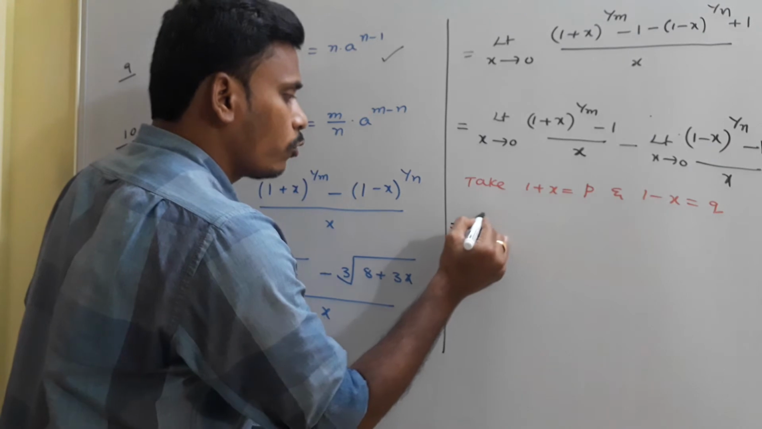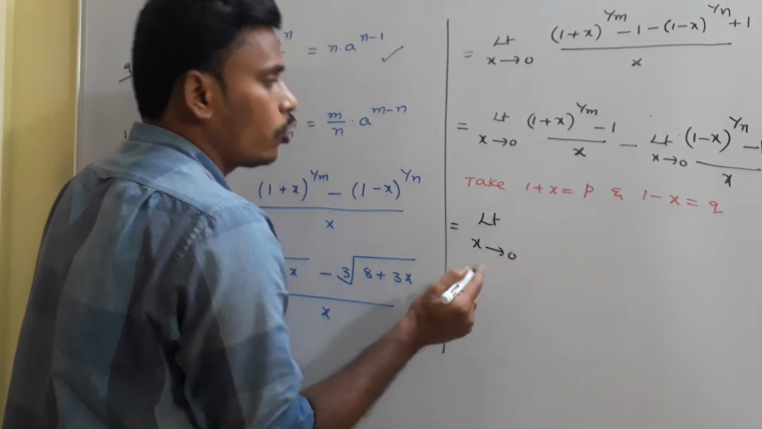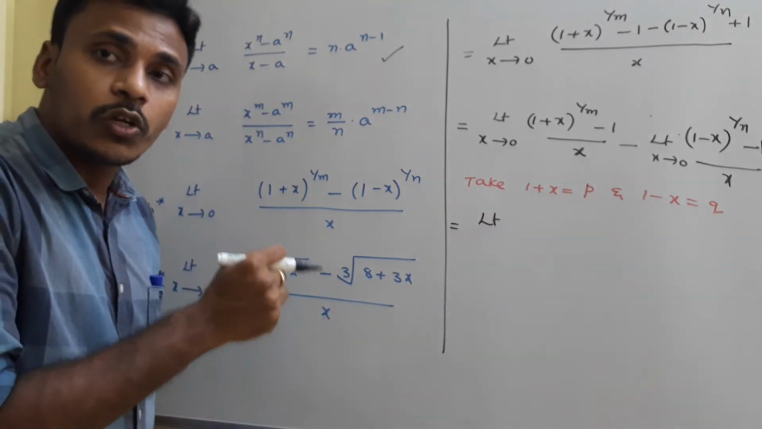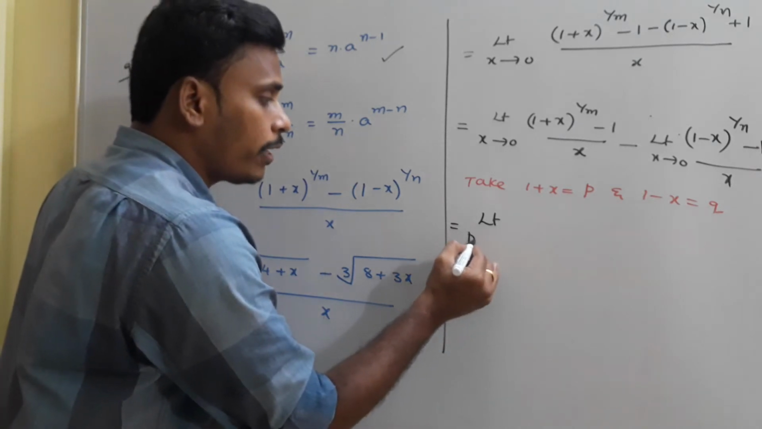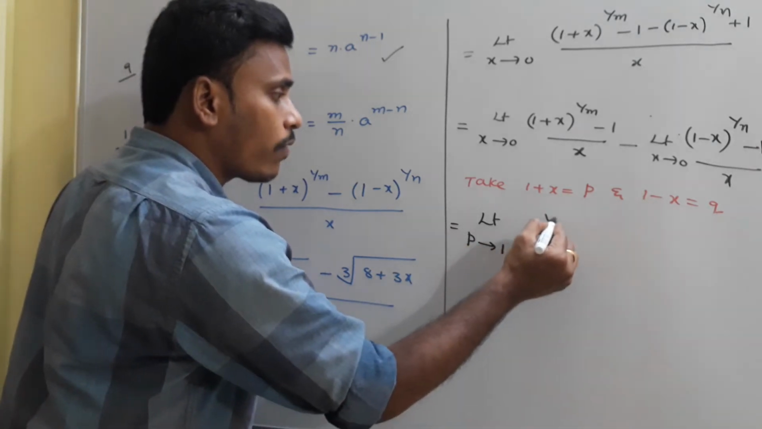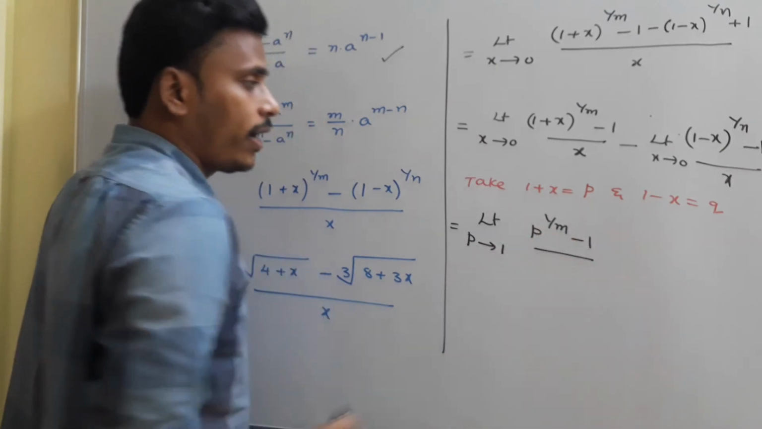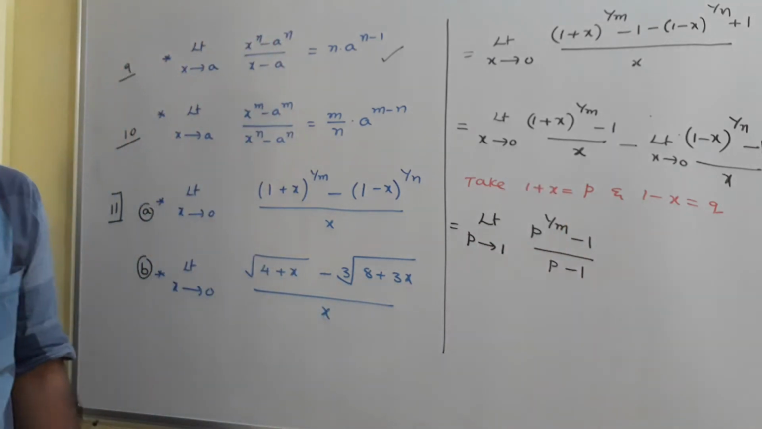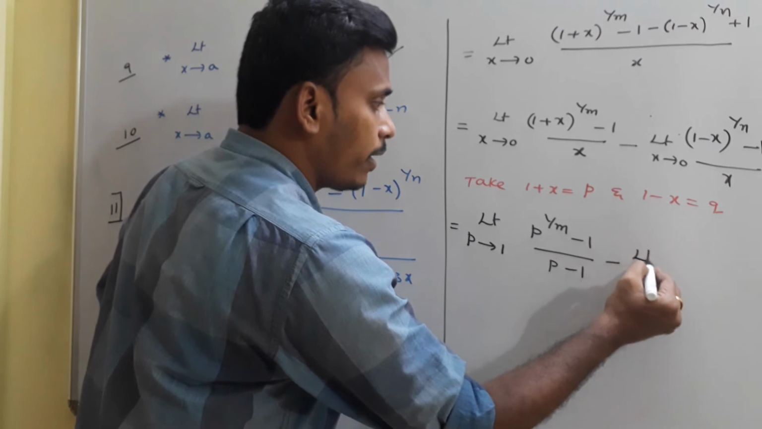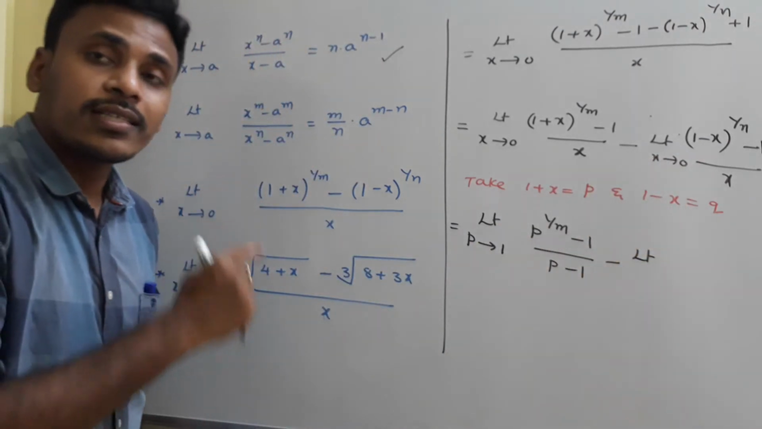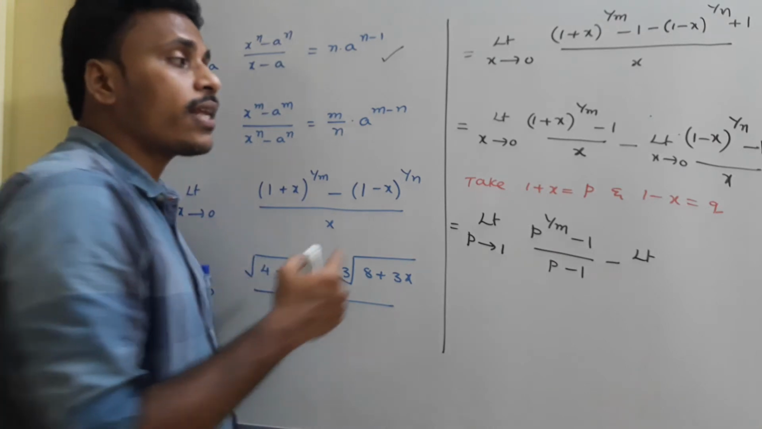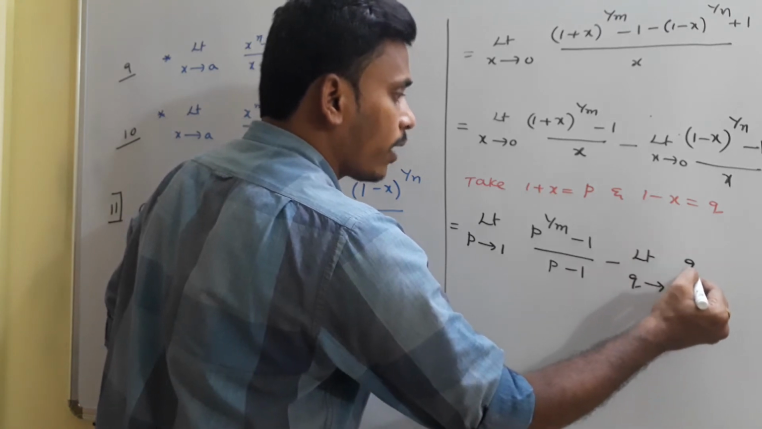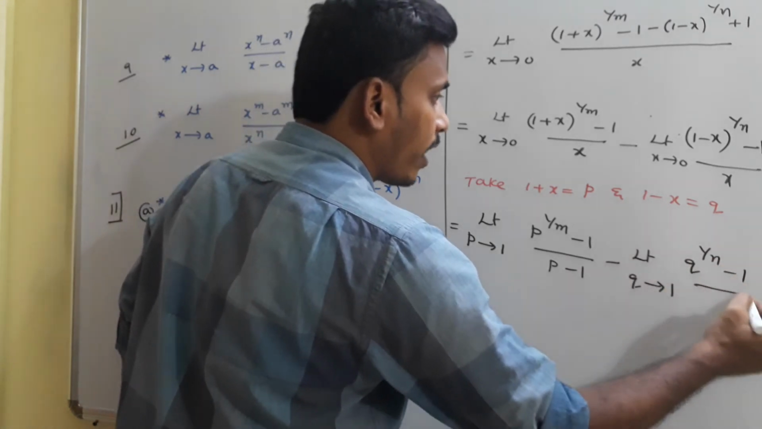Then this is equals to limit x tends to 0, as x is tending to 0, what I said? x is nearer to 0, so 1 plus x is nearer to 1. So limit p tends to 1, p to the power 1 by m minus 1 divided by, as I took 1 plus x as p, x is simply p minus 1. Minus limit as x is tending to 0, since 1 minus x is also very much nearer to 1, and we took 1 minus x as q, so q tends to 1 and q to the power 1 by n minus 1 divided by x.